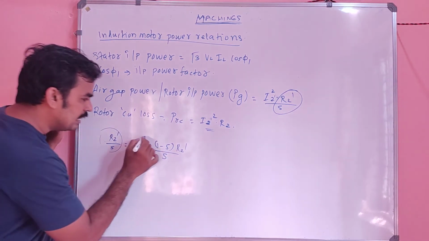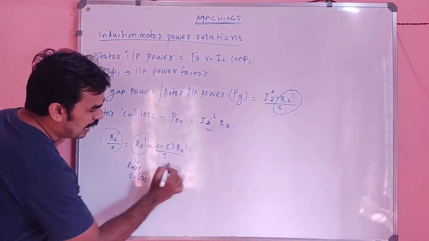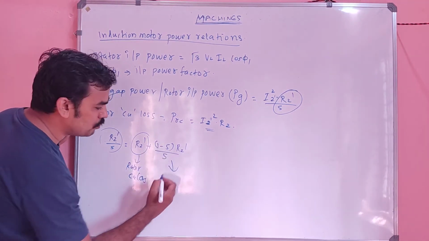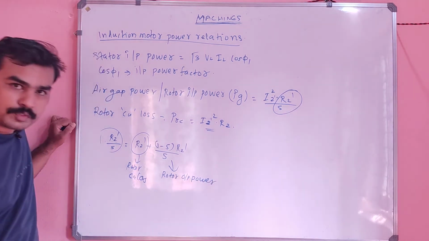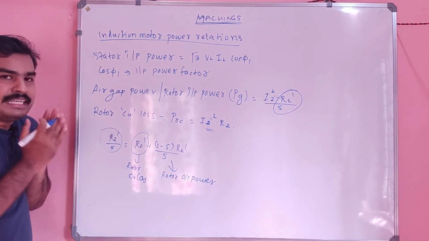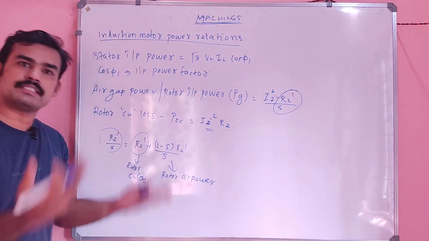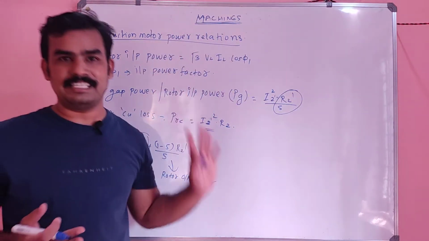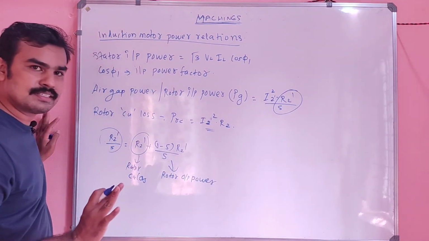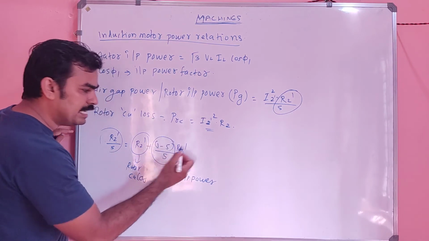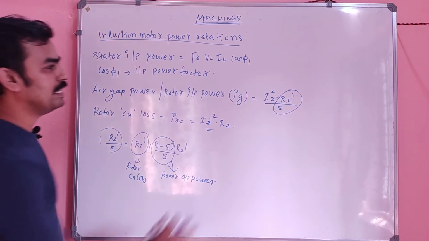This portion is responsible for rotor copper loss, and this term is responsible for rotor output. That means in R2 dash by S, there is a hidden term responsible for copper loss, and another term responsible for the remaining power stages. The remaining power stage is nothing but the output power in the rotor, that is, (1 minus S) by S into R2 dash, which has some S term. Correct? So that is the explanation.